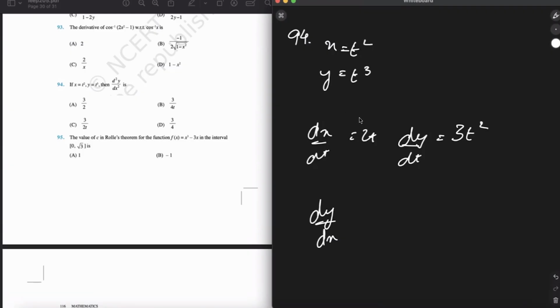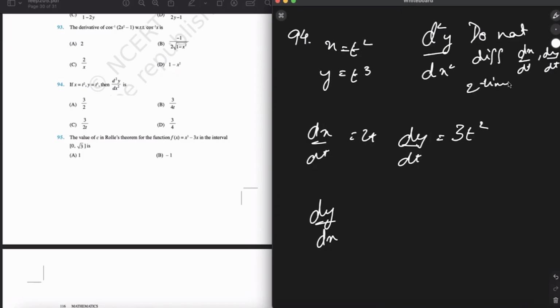So just think accordingly. Whenever you have to find d2y upon dx square, do not differentiate dx by dt and dy by dt two times and divide. This is not to be done. This is a very big blunder. So what do you have to do then? We just have to find dy by dx first, then we'll differentiate it with respect to x.